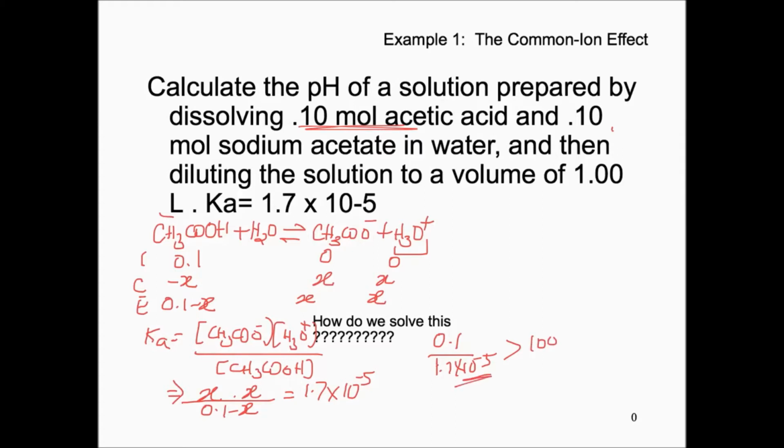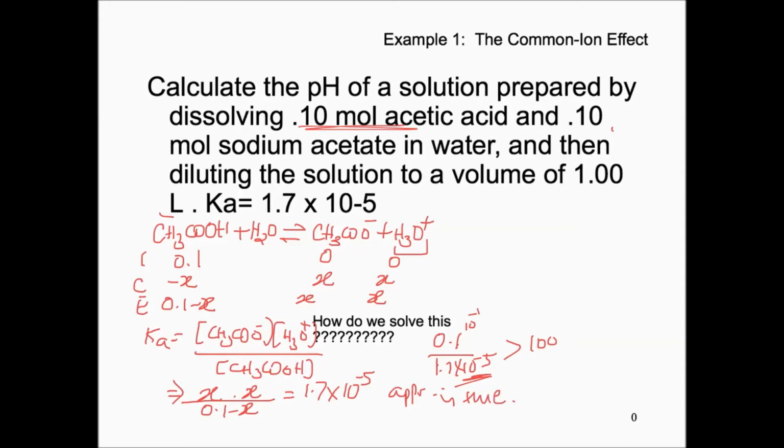Just by eyeball, you can plug this on your calculator, but I can see this is 10 to the power of minus 1, and this is 10 to the power of minus 5. So this is to the tune of somewhere around 5,000, 6,000. That's a pretty high number. And so we will say that the approximation is true.